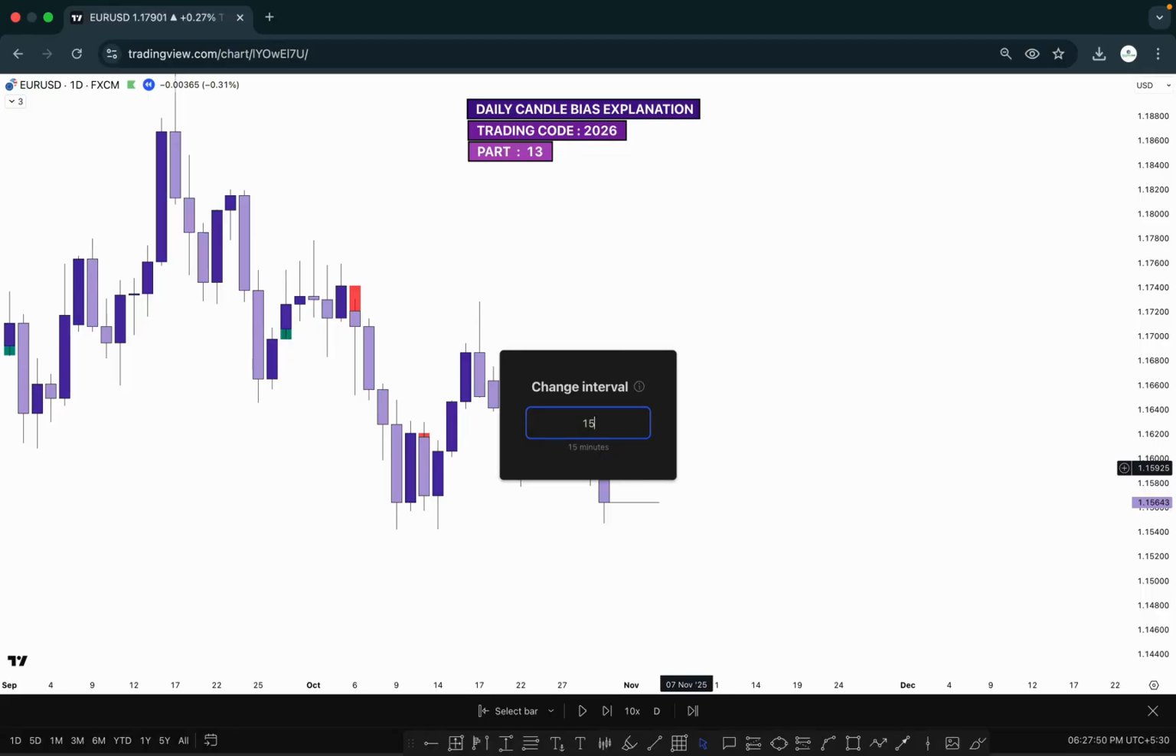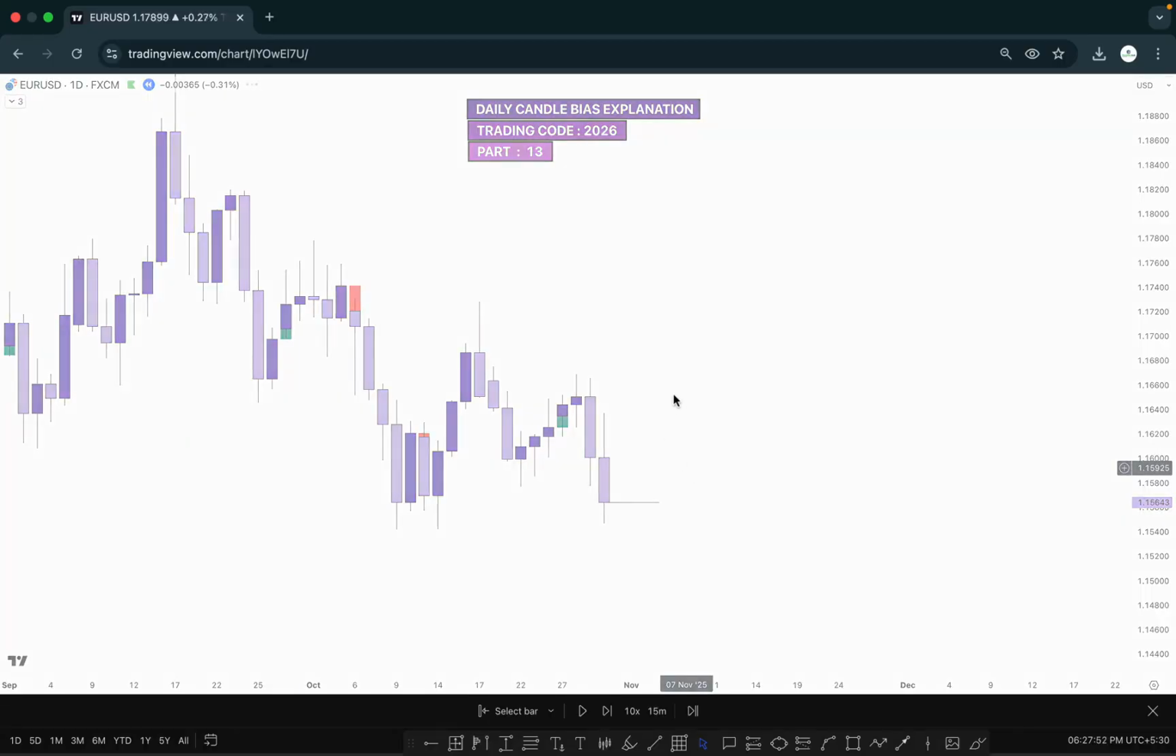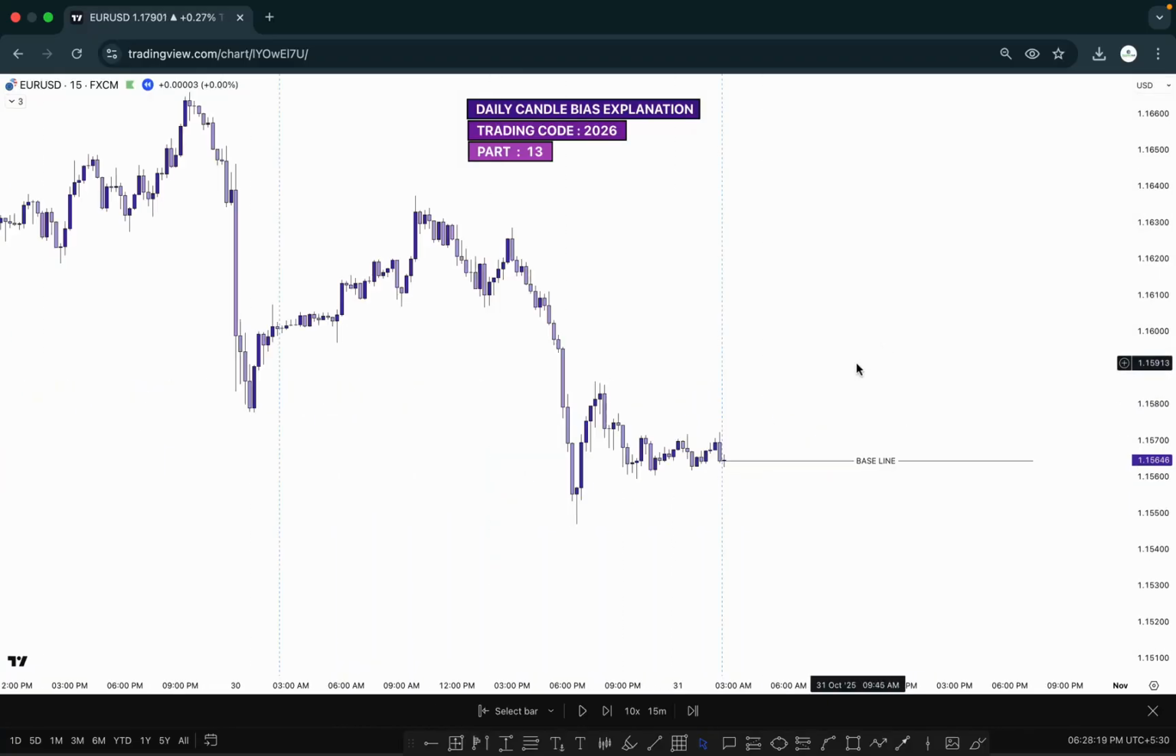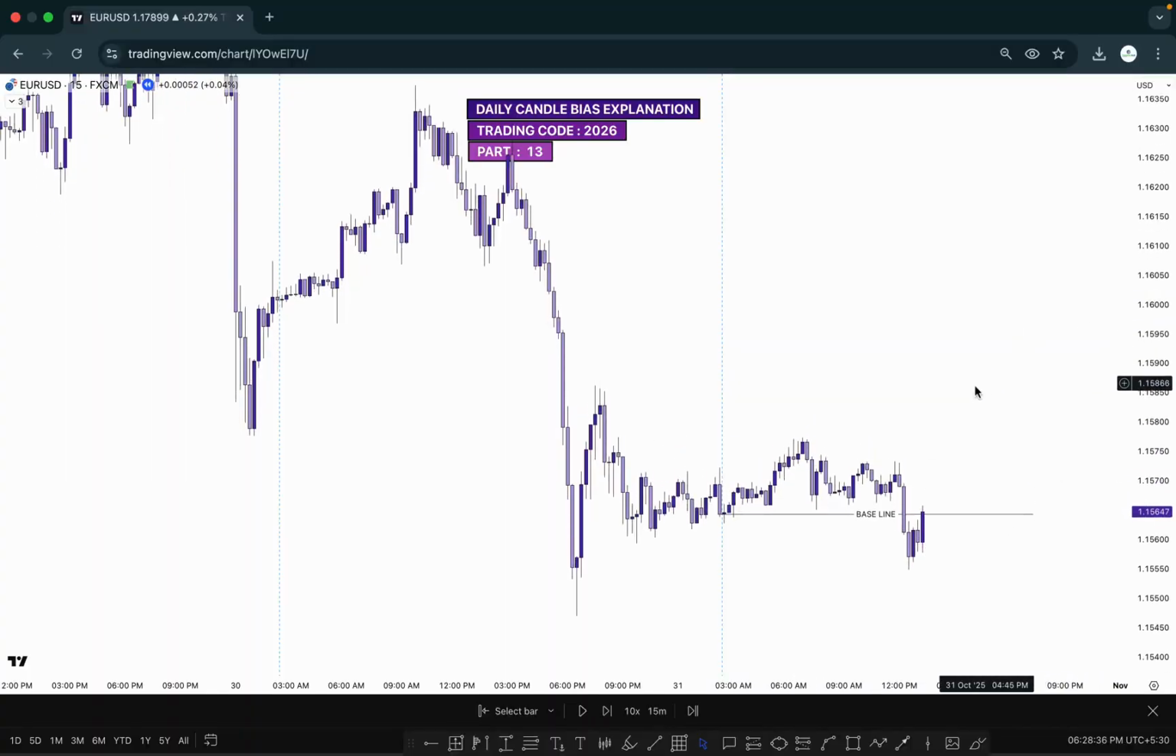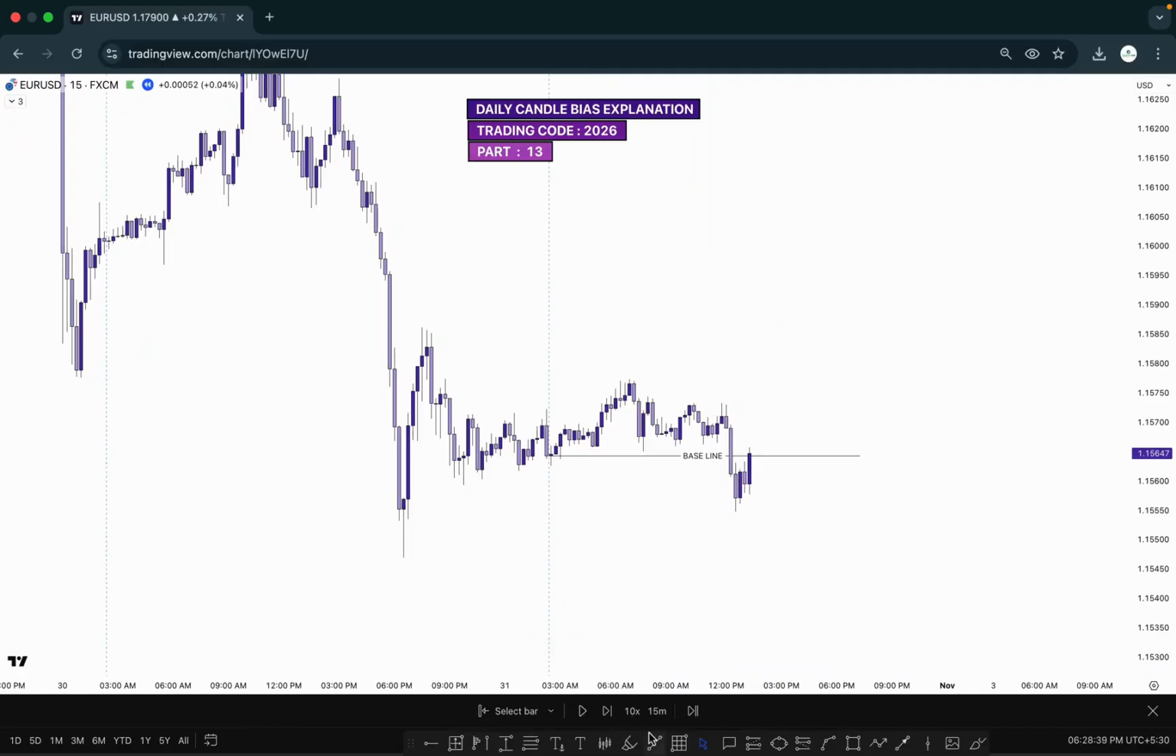Now I'm going to switch back to the 15-minute time frame to see exactly how price reacts. This is our baseline, because price closed here and the next day the market opened here. Let's see how price reacts in this case. If price trades above the baseline, we are looking for the buy to the upside. If the market trades below the baseline, we are looking for the sell on the downside. Let's see what happens next.